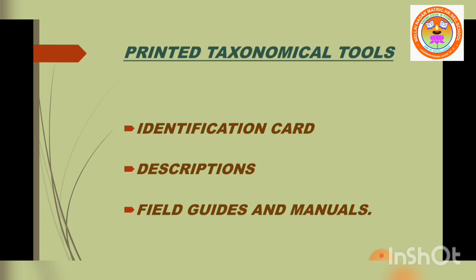So this is also another classical taxonomic tool. Next, printed taxonomical tools consist of identification cards, description, field guides, and manuals. So these are all the classical taxonomic tools. It includes taxonomical keys, museum, zoological parks, marine parks, printed taxonomic tools.